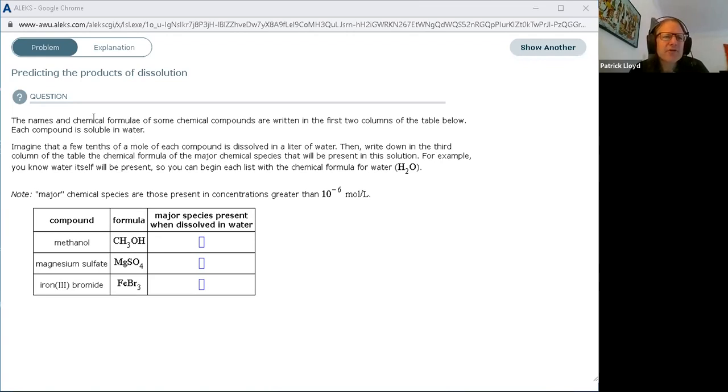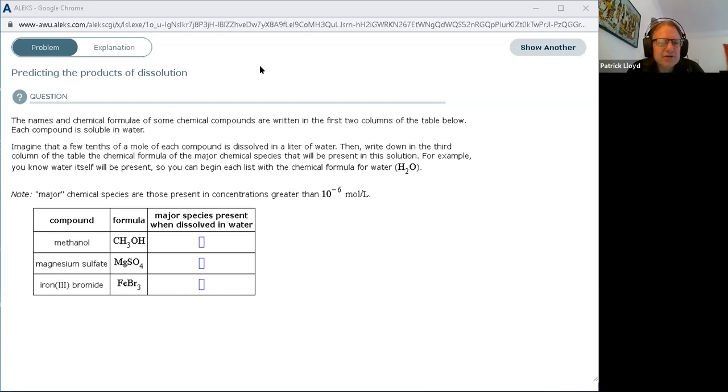So this example says predicting the products of dissolution. There's a lot of words in here before you actually get down to what you're dealing with. So let's take a look at it. The names and chemical formula of some chemical compounds are written in the first two columns in the table below.